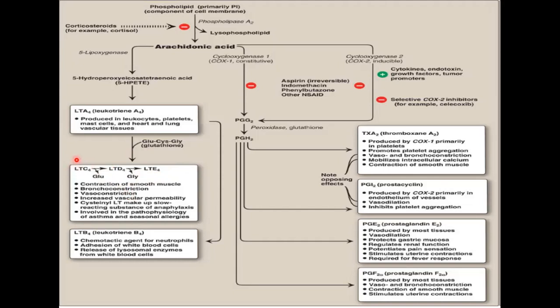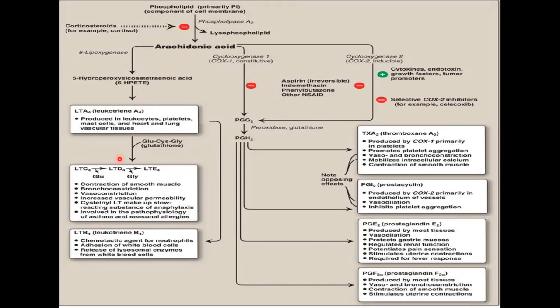Now, these are known as the cysteinyl leukotrienes, and they cause immediate contraction of smooth muscles in the airways leading to bronchial constriction, and in the blood vessels leading to vasoconstriction. They also increase vascular permeability. They are involved in the pathophysiology of asthma and seasonal allergies. So these cysteinyl leukotrienes, C4, D4, and E4, make up the slow reacting substance of anaphylaxis, which is involved in the pathophysiology of asthma.